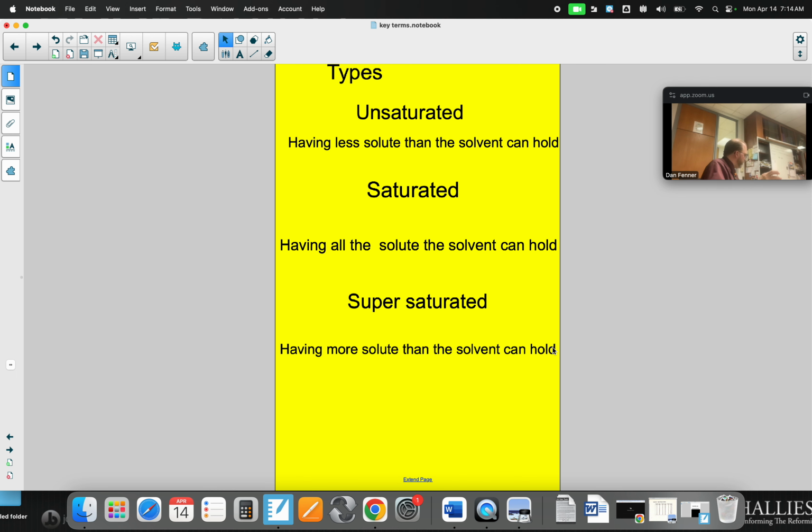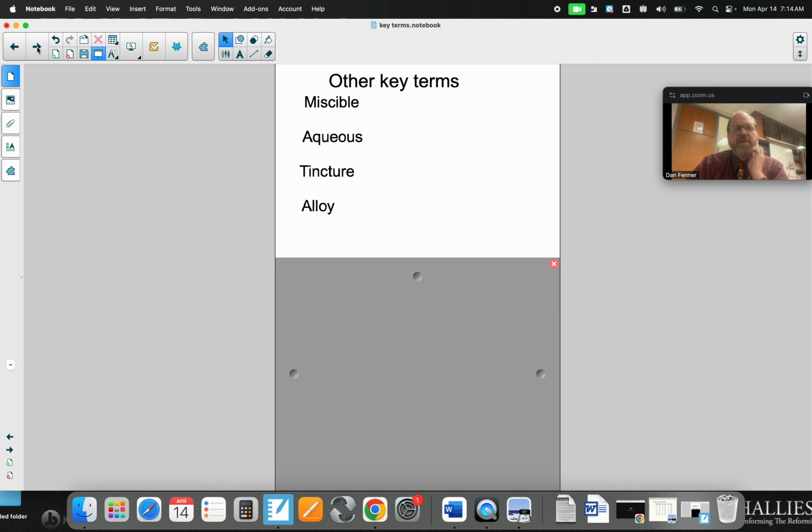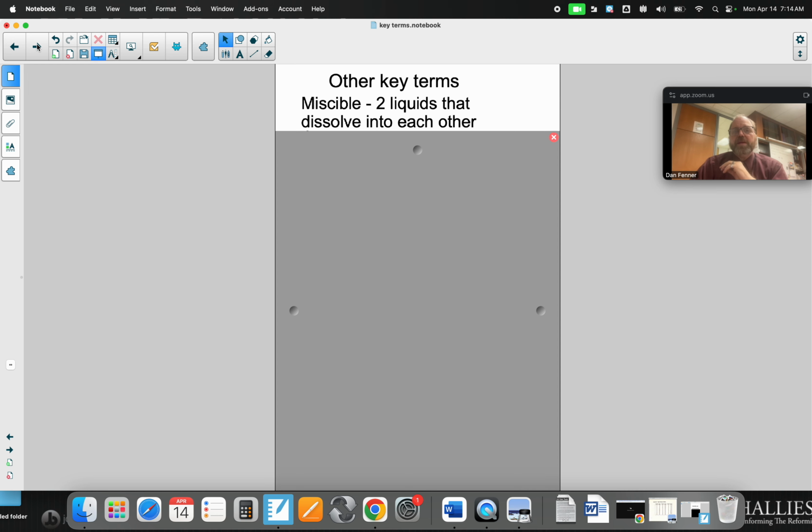Let's put these back over here. All right, get them out of the way. Now, next thing we have is there's four additional terms we call miscible, aqueous, tincture, and alloy. Well, what do each of those mean? Miscible means two liquids. If I take alcohol and water, pour them in, they dissolve equally into each other. When two liquids can dissolve into each other, we call that miscible.